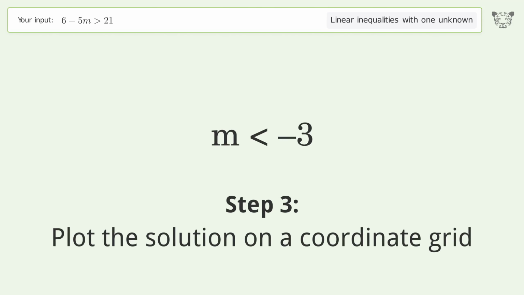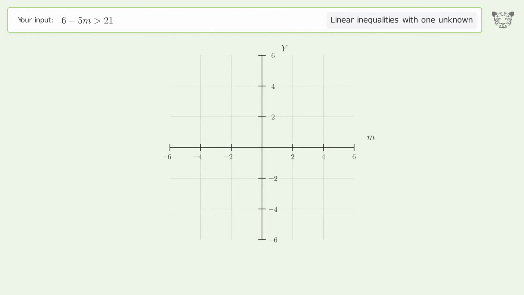Plot the solution on a coordinate grid. And so the final result is m smaller than -3.